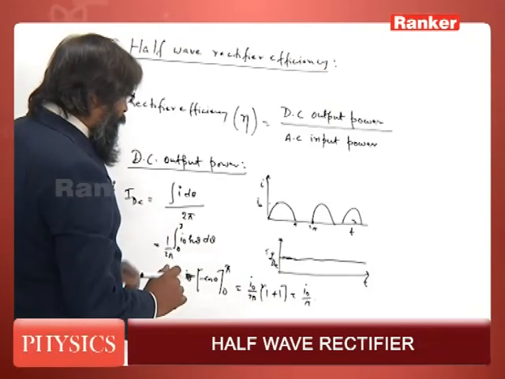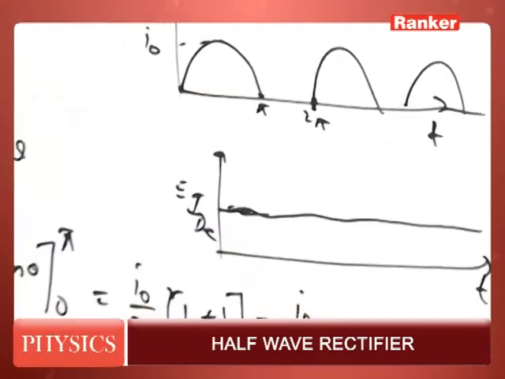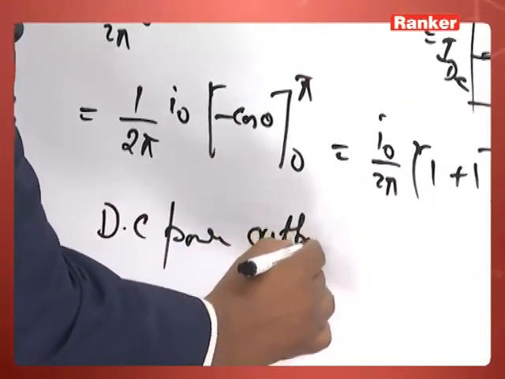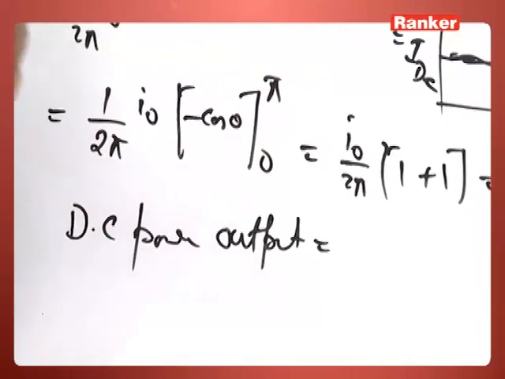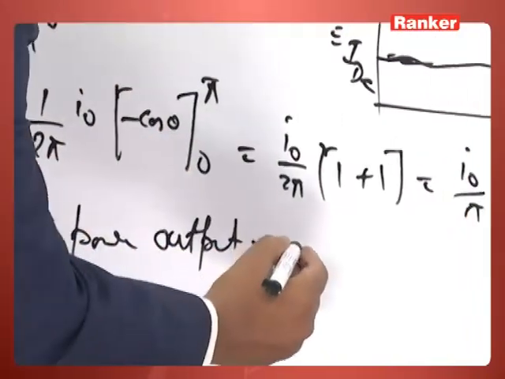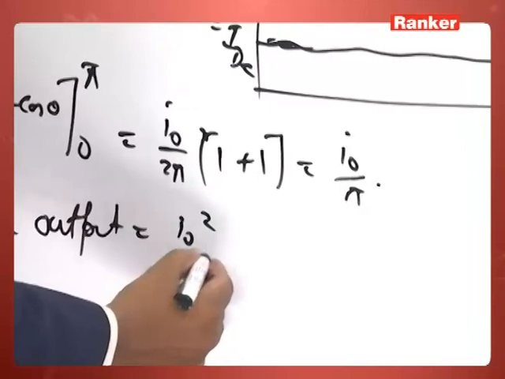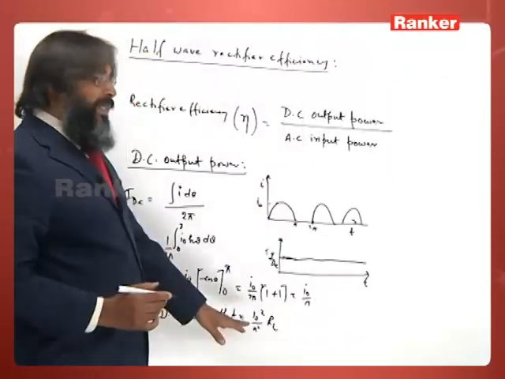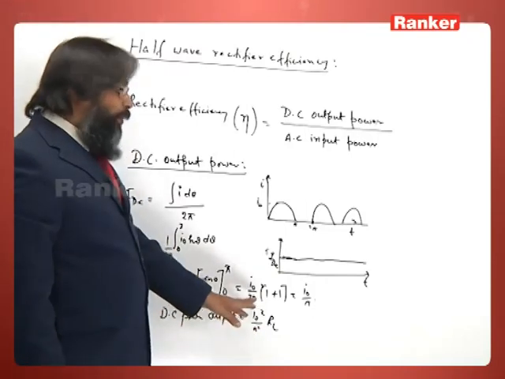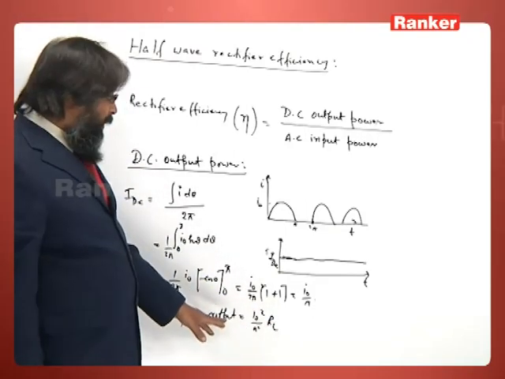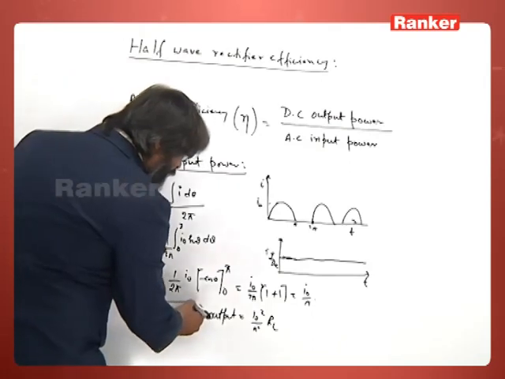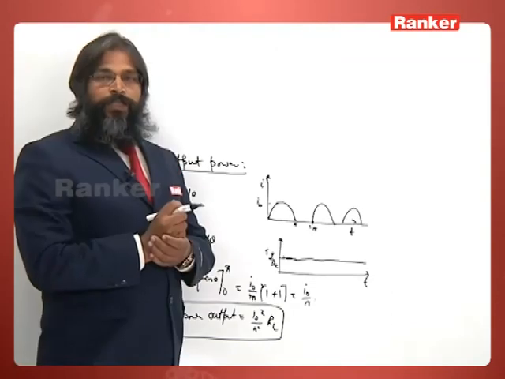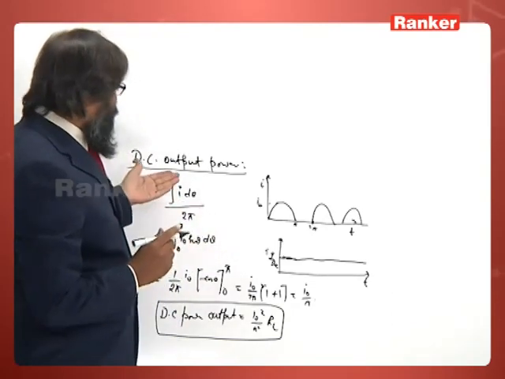So thus the DC power output is equal to I square R. So it will be I naught square by pi square RL. The load resistance is RL and output is always taken along the load resistor. So this is my DC power output. Please take down this.